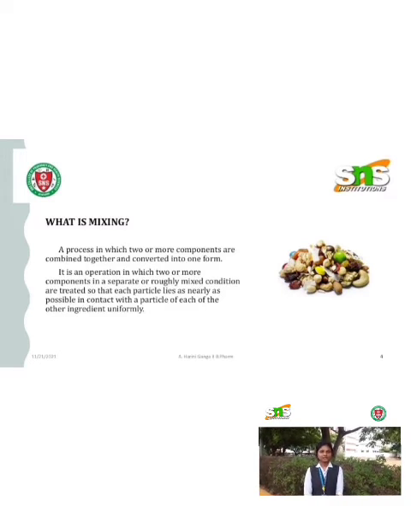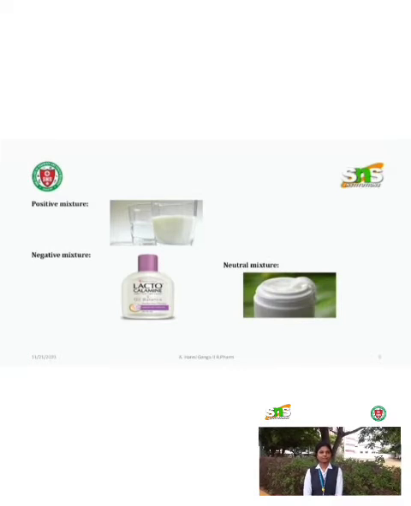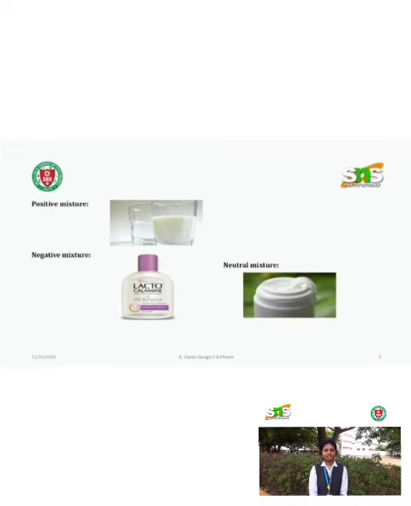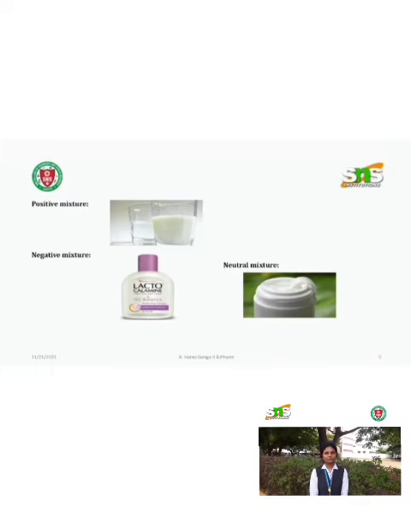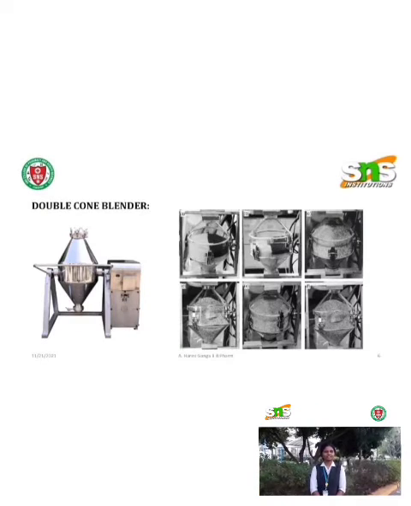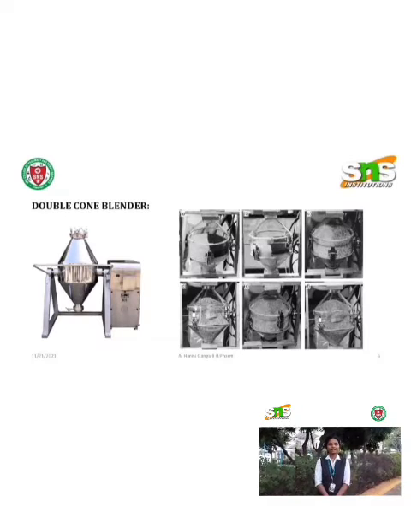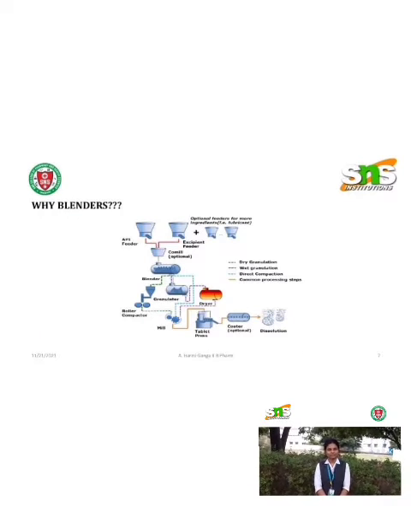Let's look into the examples of positive, negative and neutral mixture. Milk and water is an example of positive mixture. The lactocalamine lotion we use is an example of negative mixture, and the creams are the example of neutral mixtures. Here comes a picture of double cone blender and the process which happens inside the double cone blender, exactly in the cone. So next we are going to see about why blenders are important.